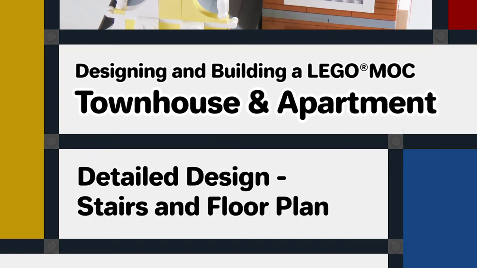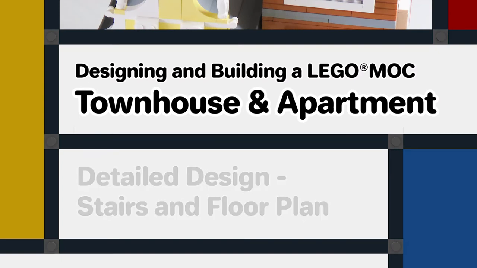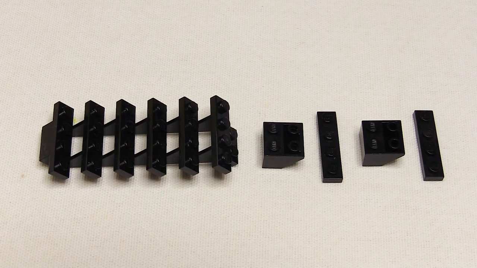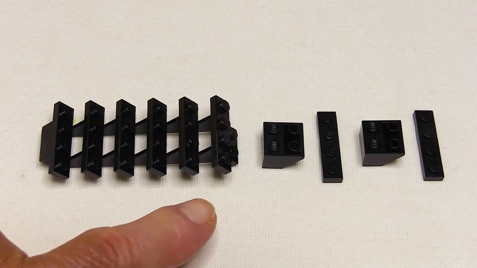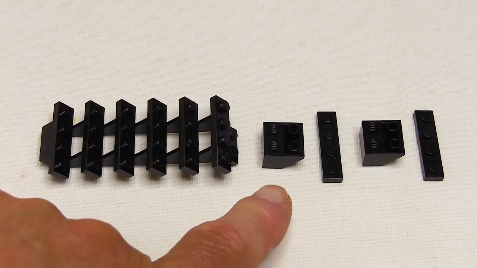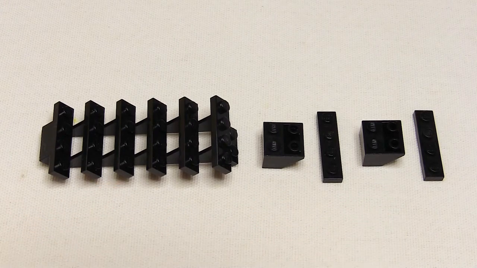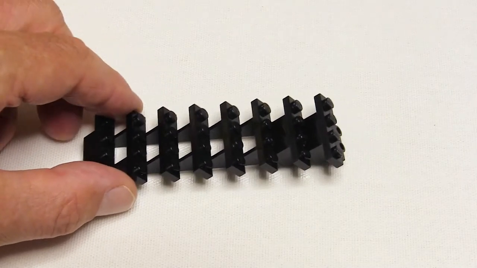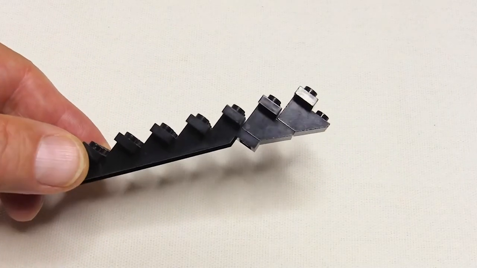So I'm going to make it a bit easier on myself and use one of these standard staircase pieces. However, these are only 6 studs high and my ground floor is 8 studs high. So I'm just going to do an easy extension to this staircase using 2 inverted slope bricks and 2 1x4 plates to make this into an 8 high staircase.